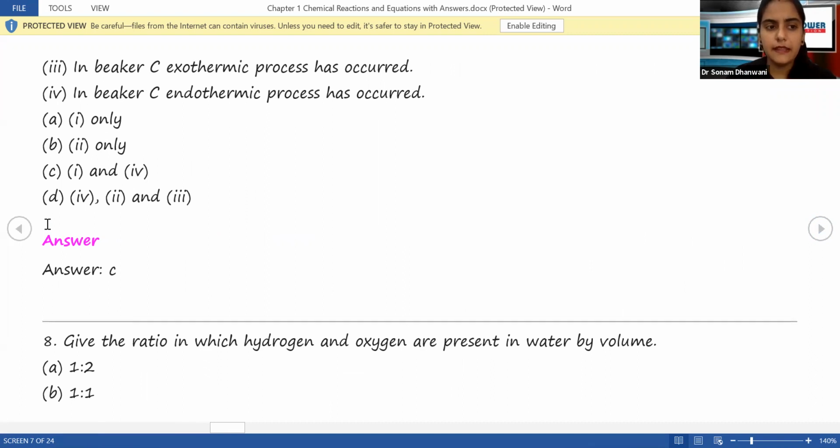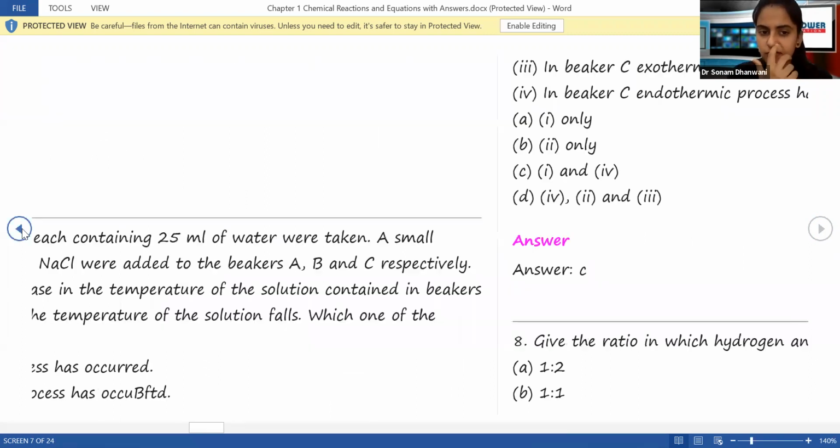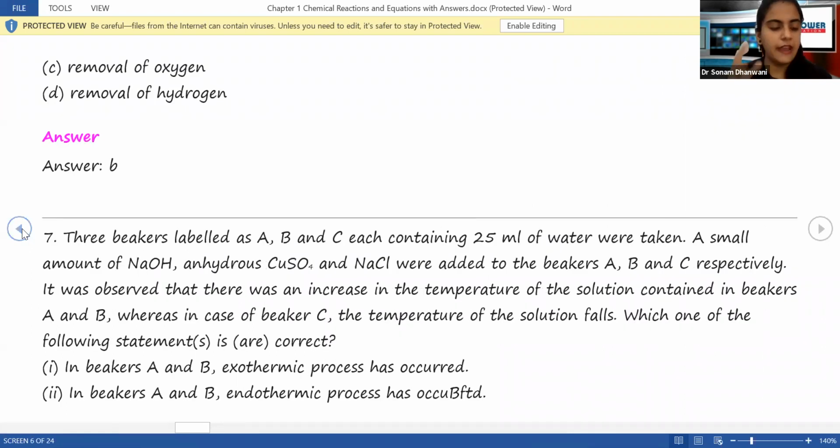Yes, that means in A and B an exothermic process is happening, right? Because heat is given out. Endothermic means heat is taken inside, exothermic means it is given outside. So now temperature is increasing in A and B. That means heat is being released, right? Heat is coming out, because of which the temperature is increasing.